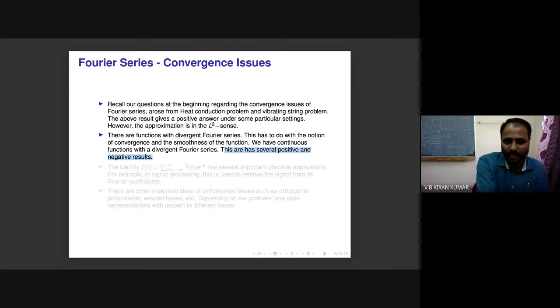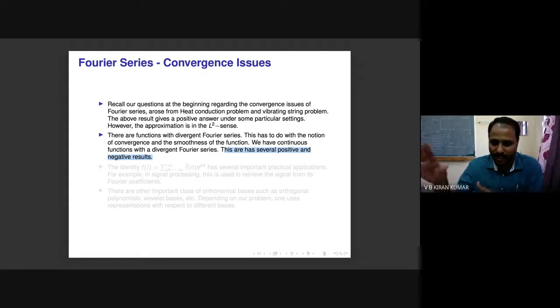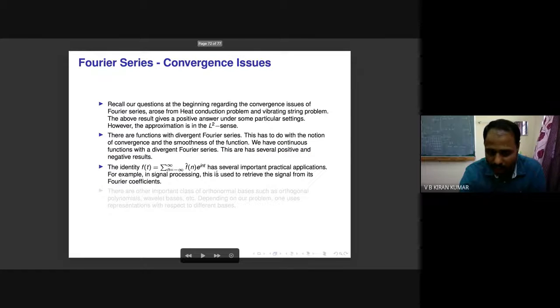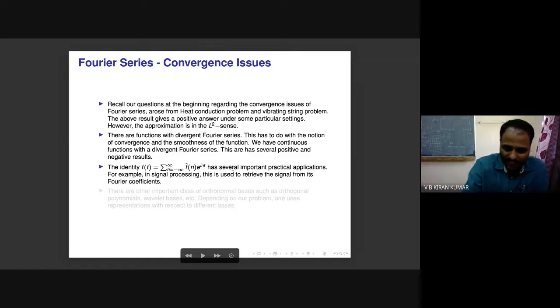There are counter examples as well as positive results. Some mean changing the notion of convergence and adding some additional assumptions on the function and so on. So this identity has several practical applications. So that is also important.